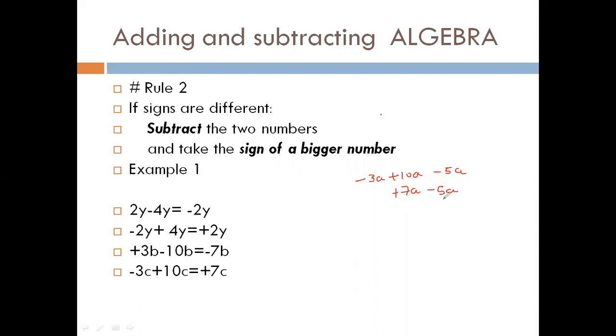The signs are different again. What do you do? You subtract and take the sign of bigger number. 7 minus 5, we get 2a, then the sign of a bigger number. That's how we get the answer. So I will give you work at the end of this, and then you need to attempt that work and see, are you now familiar with this algebra, letters representing quantities?